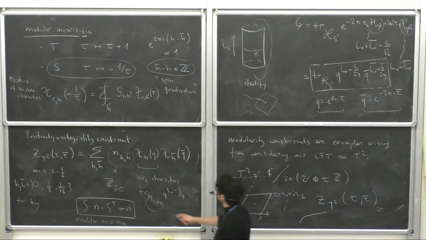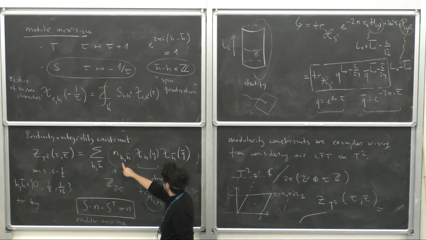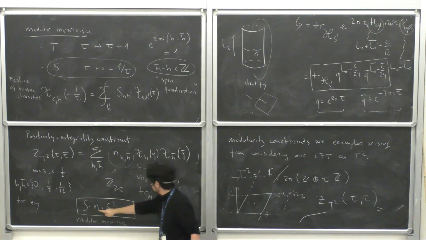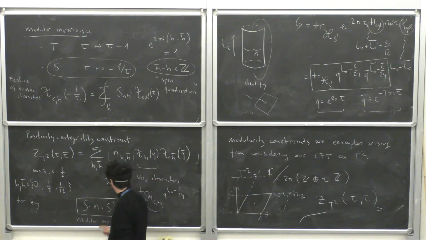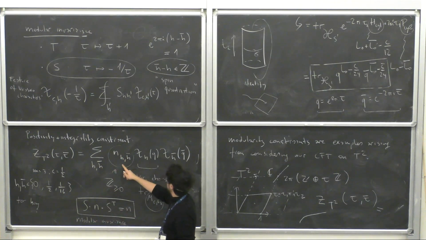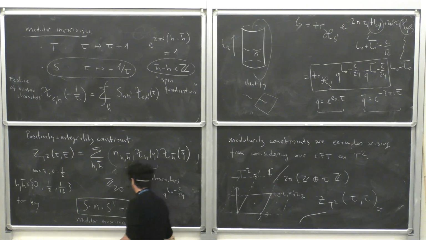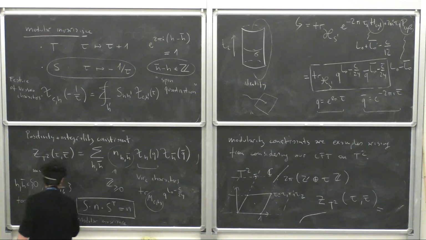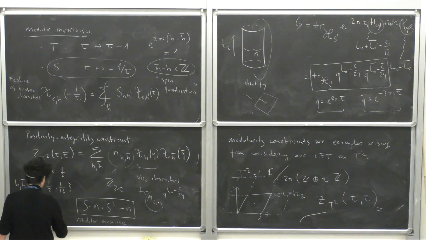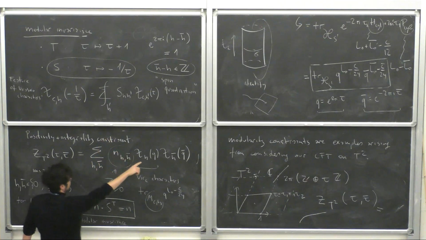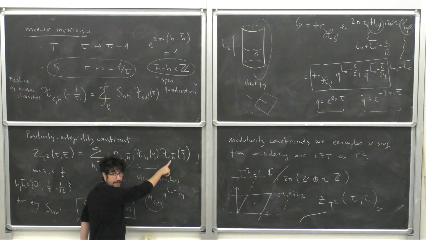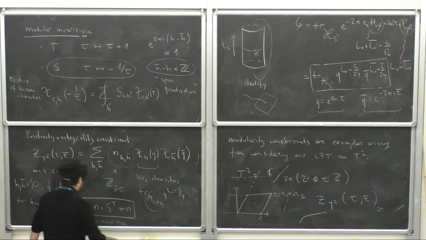This integer here is written as a matrix. The idea is that n is a matrix with indexes h and h bar, and we are transforming each of these Virasoro characters with a matrix S. So S has two indexes, one is h and one is h prime. And then there will be an S bar for the transformation of this one. These are also Virasoro characters, and they are independent.